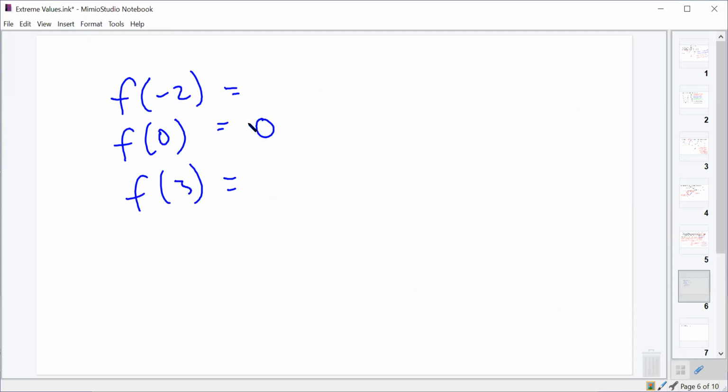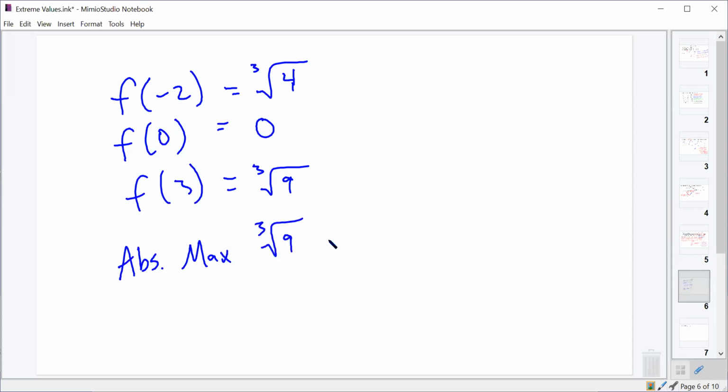What about 3 to the 2/3 power? I mean, cube root of 9. Yes, sure, we can write it like that. Cube root of 9. And what about -2 to the 2/3 power? That's the cube root of 4. Right? So which one of those is the largest value? Cube root of 9. So our absolute max is cube root of 9 at x equals 3, which is an endpoint.